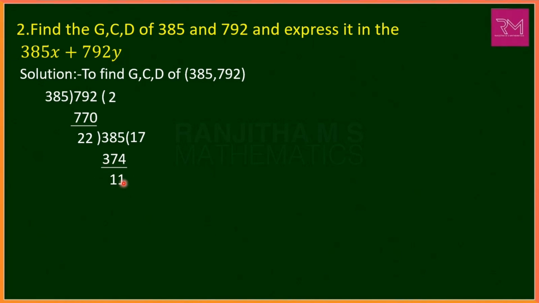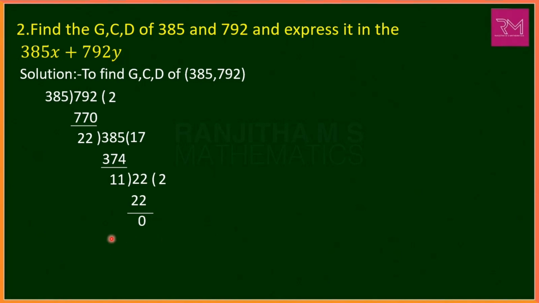Next we have to divide the divisor by this remainder, that is, 22 is divided by 11. We know that 11 2s are 22. So we get the quotient as 2. 11 into 2 is 22, and we get the remainder as 0. Here 22 minus 22 is 0.